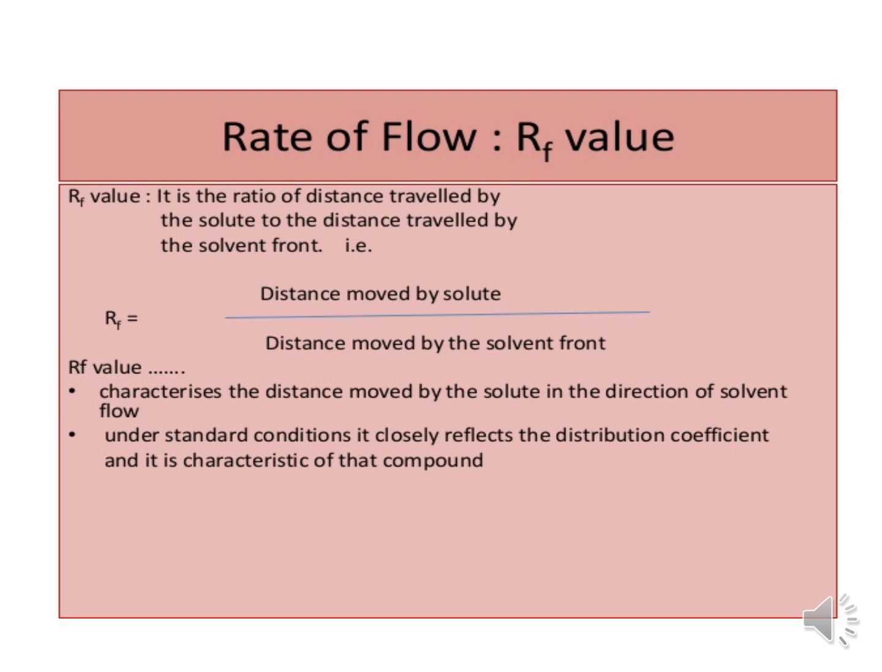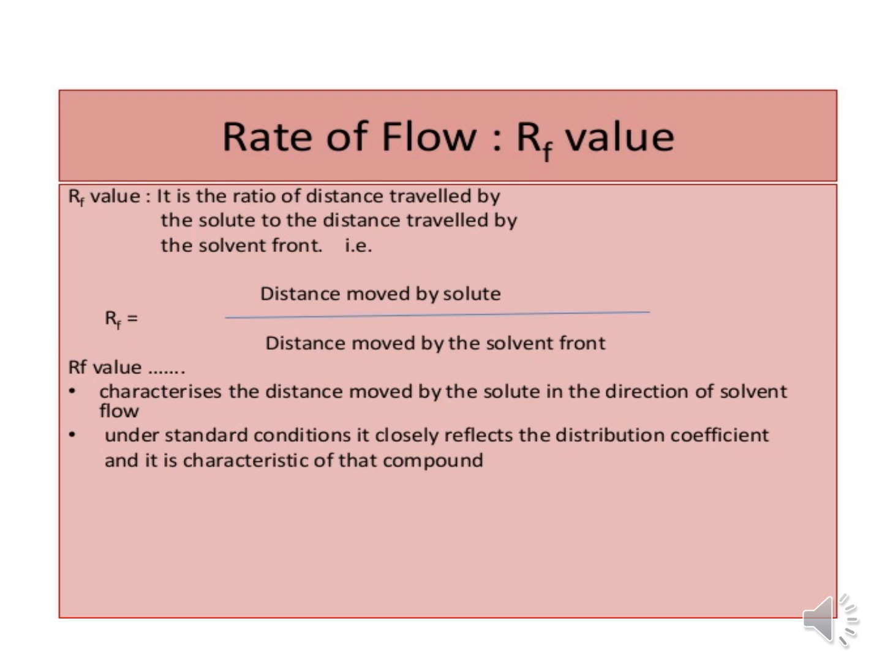Then how can we calculate the rate of flow? That is called the RF value. The RF value is defined as the ratio of the distance travelled by the compound at its point of maximum concentration to the distance travelled by the solvent. Both distances are measured from the point of application of the sample. So, RF is equal to distance moved by the sample divided by distance moved by the solvent.